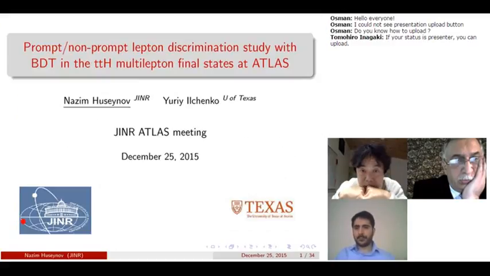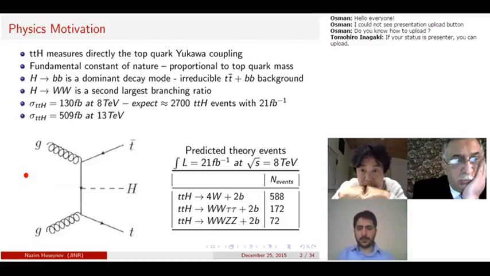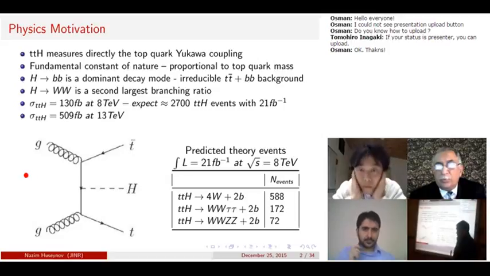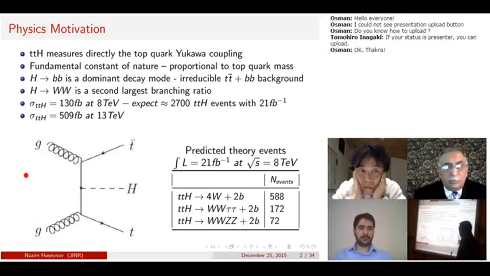A few words about the physics motivations. I worked in the Higgs group. In the ATLAS project there is one big Higgs group, divided into 8 physics subgroups, and one of these subgroups is ttH, and one channel of this subgroup is the ttH multilepton group. Our physical motivation is that ttH measures directly the top-Higgs coupling, which is considered proportional to the top quark mass, as for all fermions, in our case the top quarks.